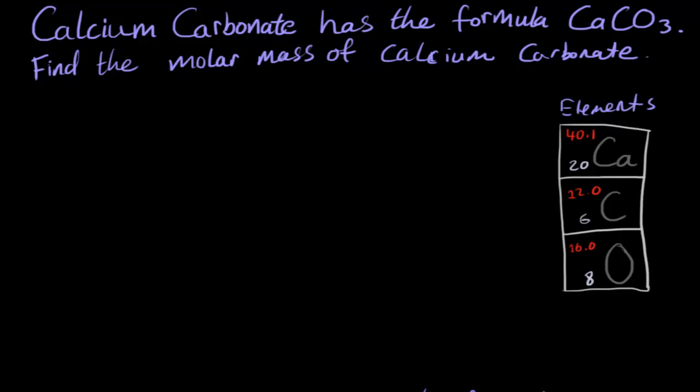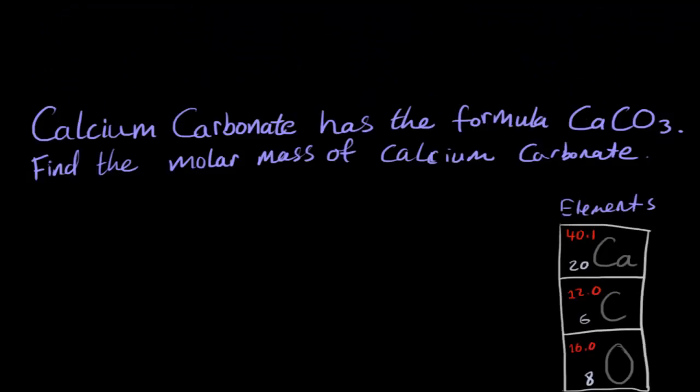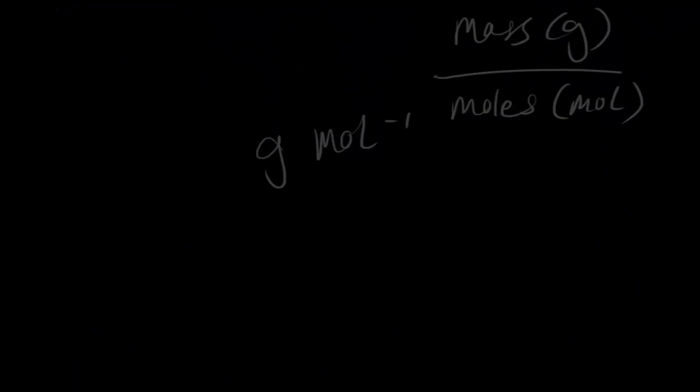Okay, I have my calculator ready. Calcium carbonate has the formula CaCO3. Find the molar mass of calcium carbonate. Right, before I solve this problem, I want to go back and explain how we can find the molar mass. Now, let's say we're given a formula unit.